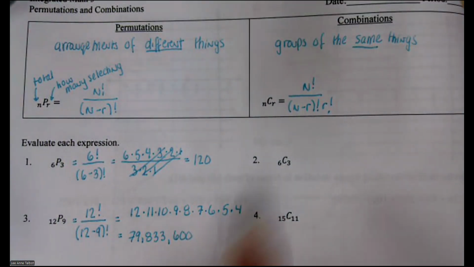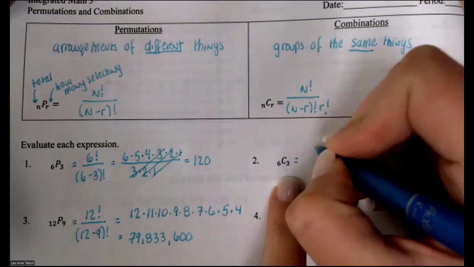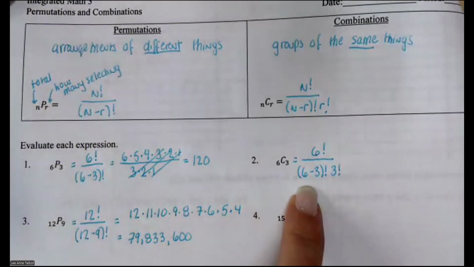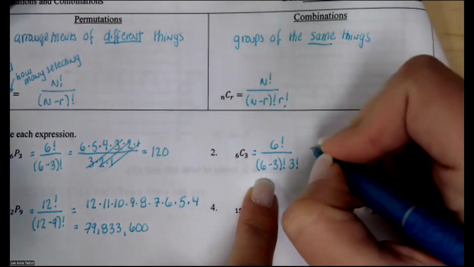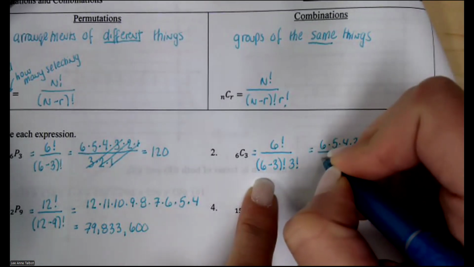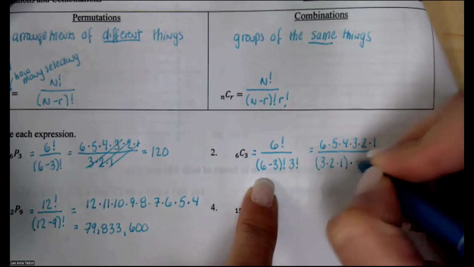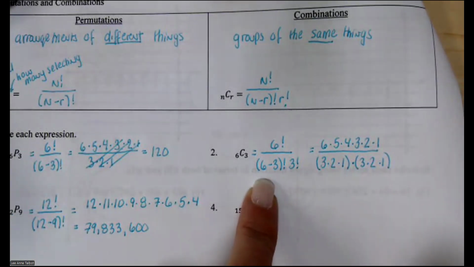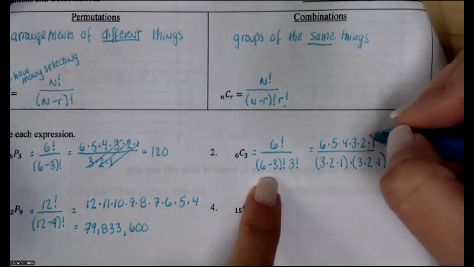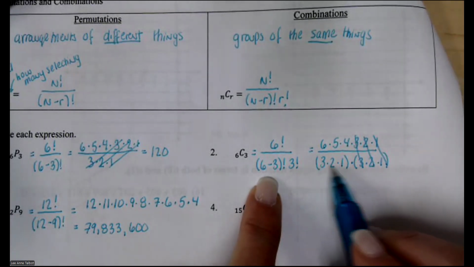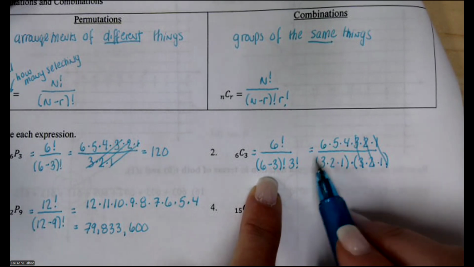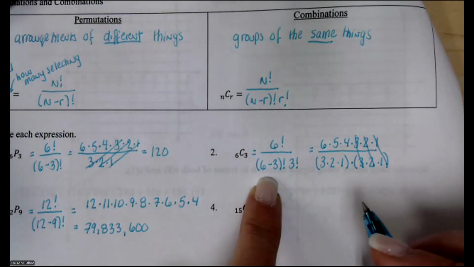Okay. So 6 combination 3, 6 factorial over 6 minus 3 factorial, 3 factorial. And then you just cancel out as much stuff as you can. So I cancel out the 1s, 2s, and 3s over here. And then do you guys notice that this cancels out the 6?